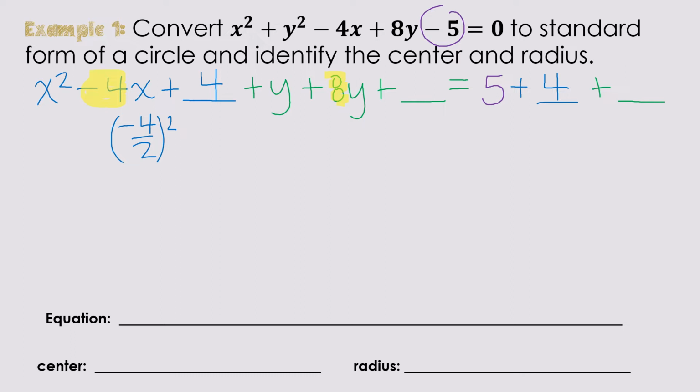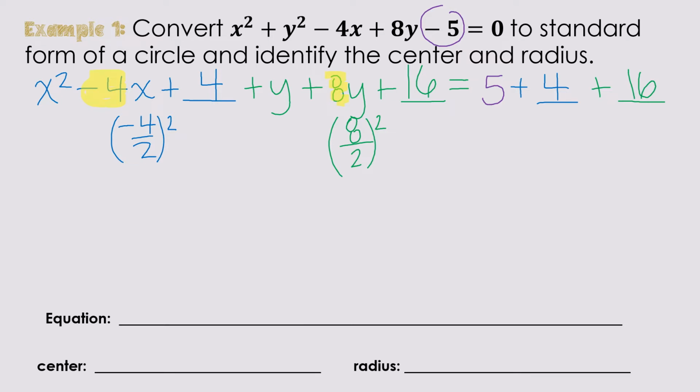So I'm going to take 8, divide it by 2, which is 4, and then square it, which is 16. And I'm going to put 16 in both blanks. It's hard for you guys to understand why you would do that. But the way this works is it forces it to factor the way standard form factors it. So we've done the hard work.